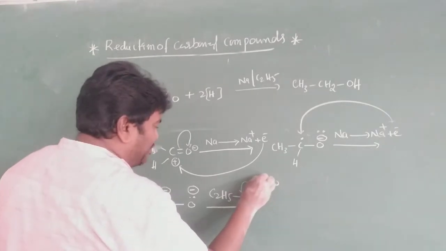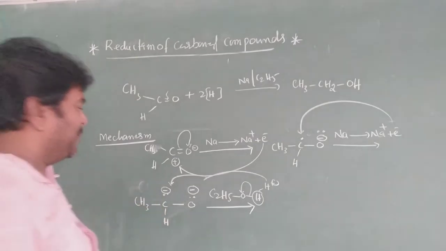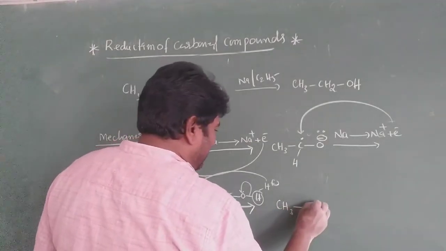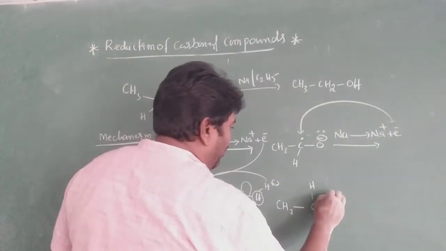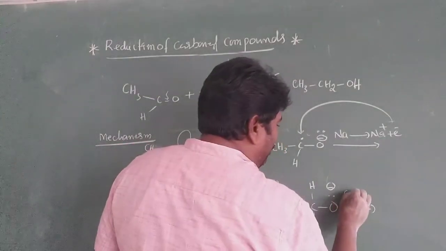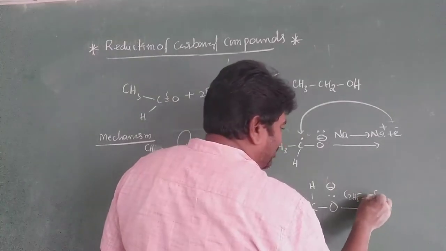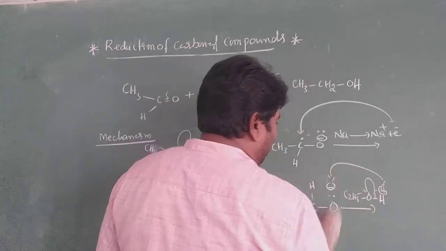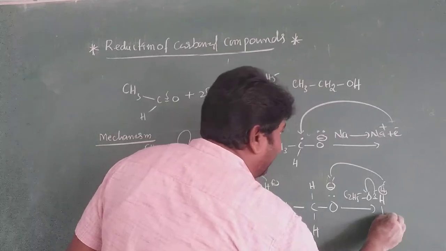H+ attacks here first, giving CH3-CH with H and O with a lone pair and negative charge. Again C2H5OH: the bond breaks, these two electrons are gained by oxygen, and H+ attacks here. What is the final product, my dear students? See here.